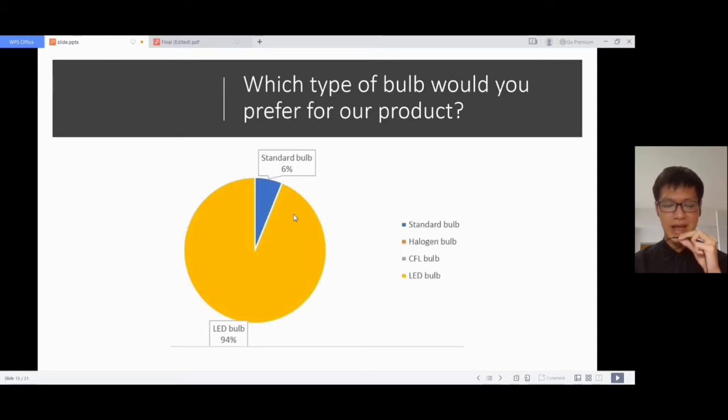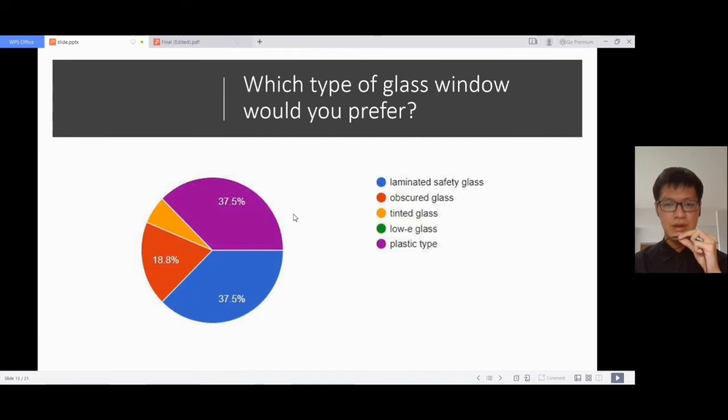All of them say that the LED bulb is most suitable for our product, as the LED bulb is a bulb that saves energy. For the glass window, most of them prefer the plastic type and laminated safety glass, and none of them prefer the low E glass.